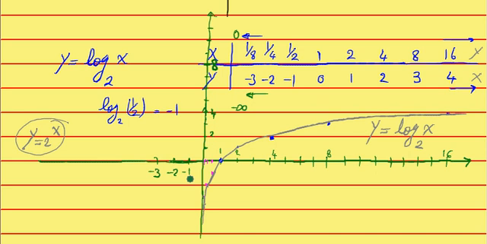To the power of minus 1, that was a half. To the power of 0 is 1. To the power of 1 is 2. To the power of 3 is 8.